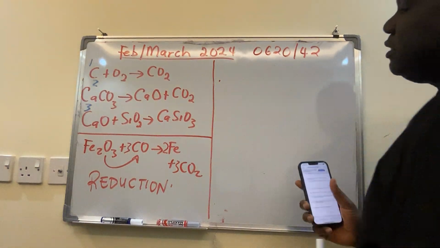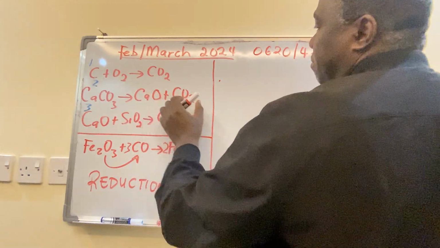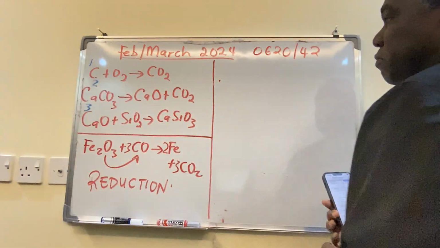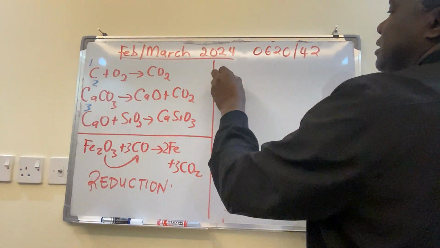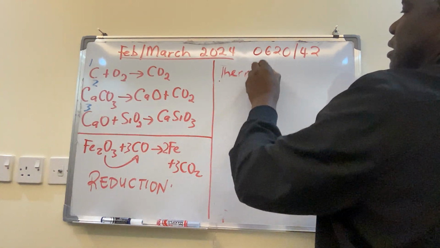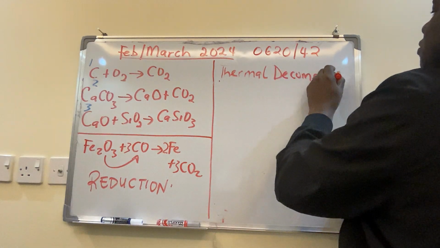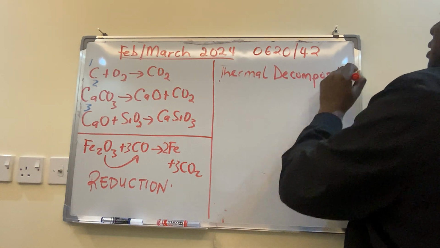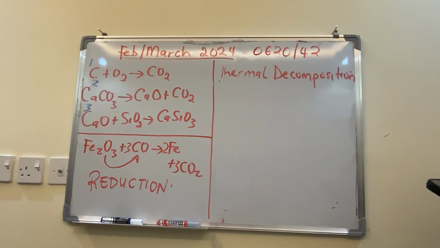So if you look at equation number 2, we're starting off with one compound, and then it's going to split up, and we have two compounds here. So this is some form of decomposition which is happening. But because of the presence of heat in the blast furnace, this decomposition caused by heat, we call it thermal decomposition. We call it thermal decomposition because the decomposition is being brought about by the presence of heat.